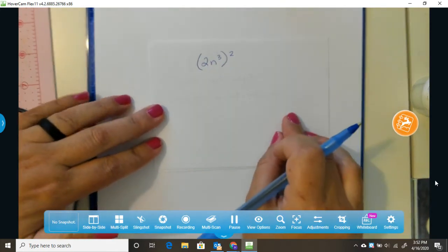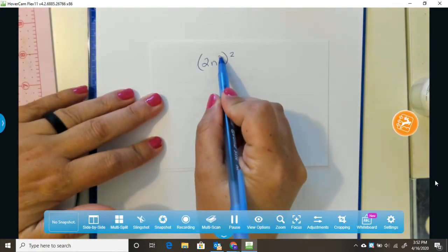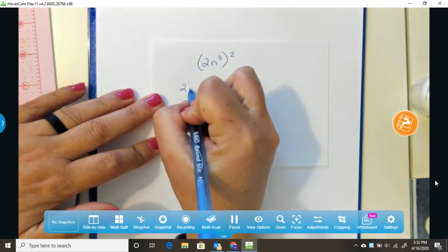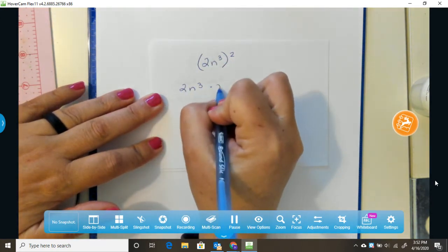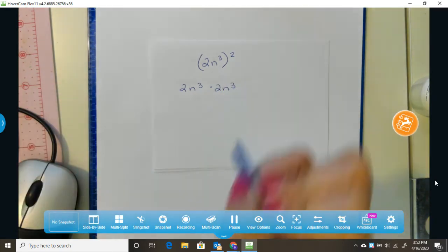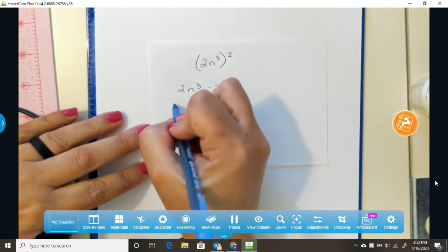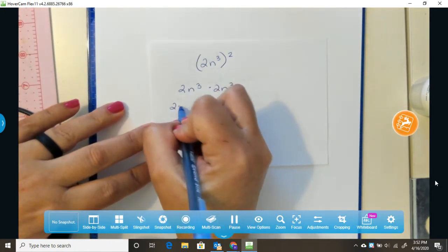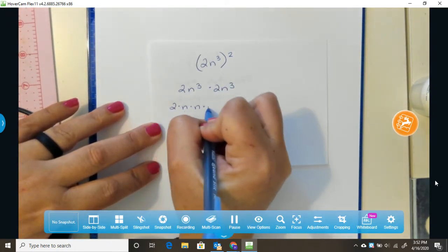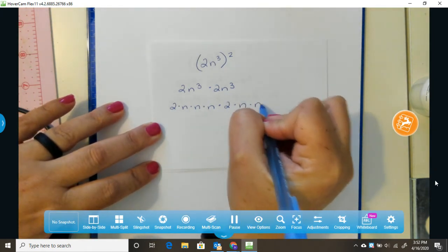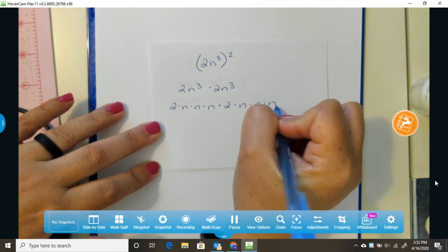And here's my second example. This is telling me I have 2 of these. So let's write that out. 2n to the third times 2n to the third. Okay, I still have exponents here, so let's write that out as well. This tells me I have 2 times n times n times n times 2 times n times n times n.